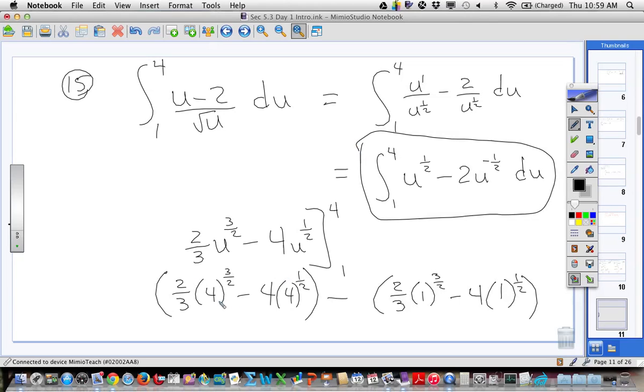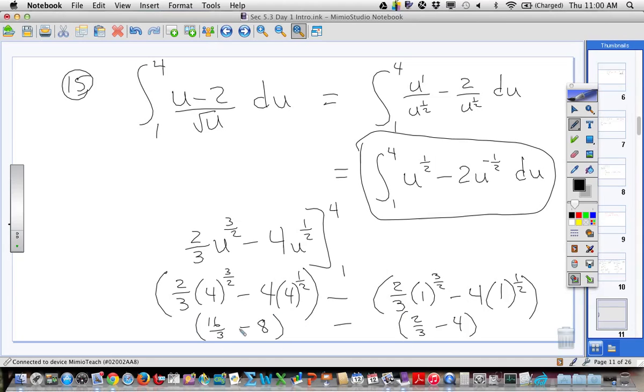All right, now we need to finish this. Now for 4, you do the square root of 4, which is 2, and then you cube it, that's 8. So that's 16/3. 4 to the 1/2 is 2. 2 times 4 is 8. Okay, over here, 1, that's just 1. Times 2/3, and that's just 1. Okay, so we got this.